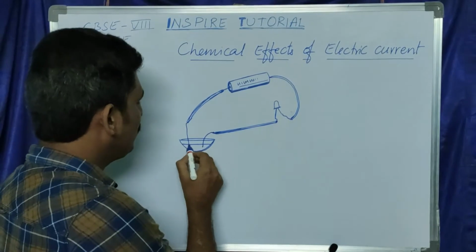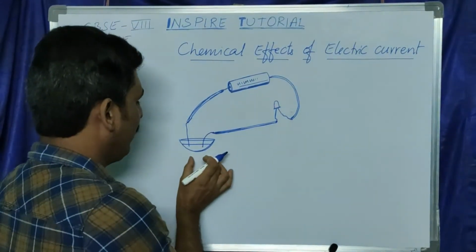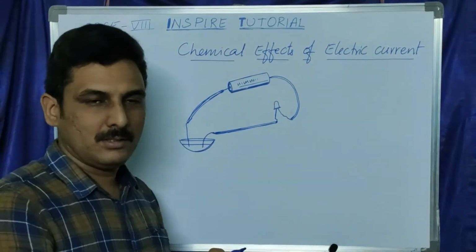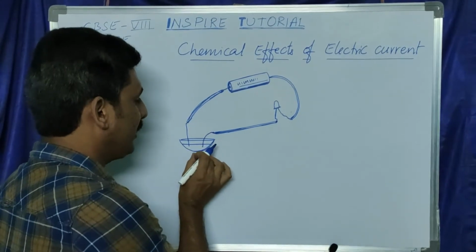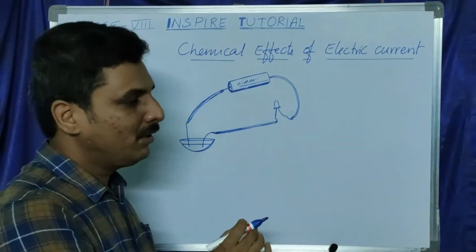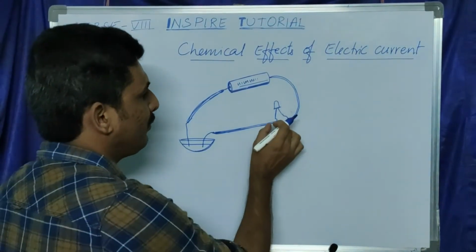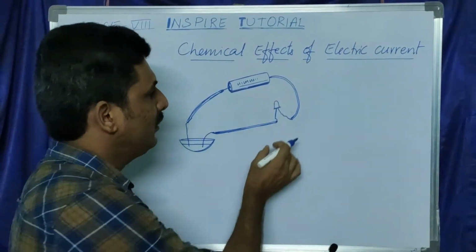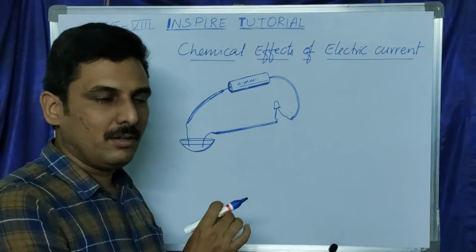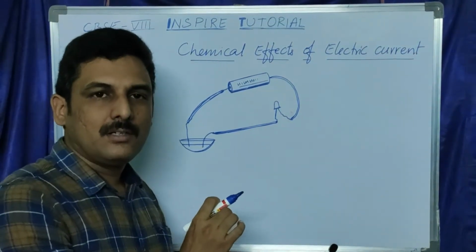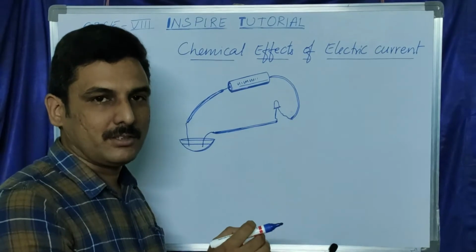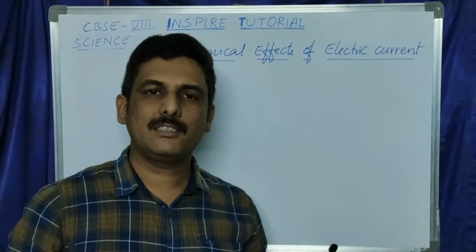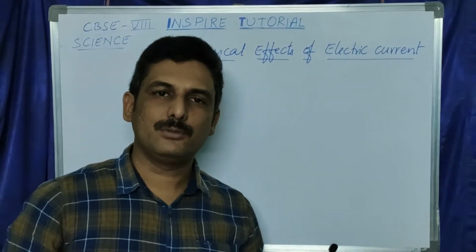Now when you keep these two ends in this liquid, the LED bulb can glow even for low currents. If this is a poor conductor of electric current, it can conduct very small amounts of electric current, and for that current also the LED bulb can glow. Depending on the intensity of the light of this LED bulb, we can say whether this liquid is a good conductor or a poor conductor of electric current. We can use a magnetic compass also to detect the flow of electric current through a circuit.